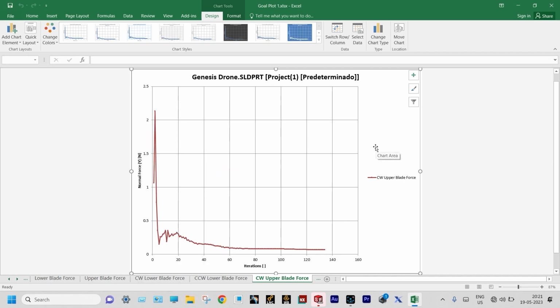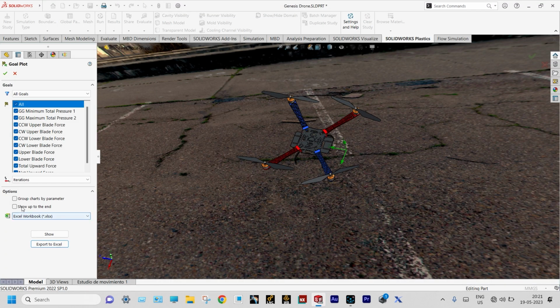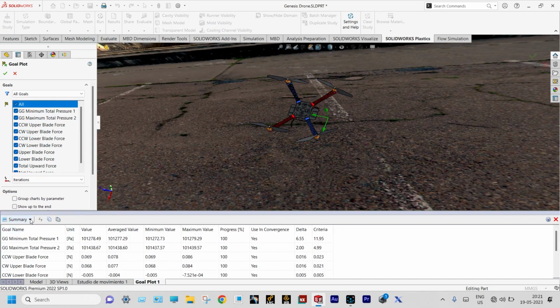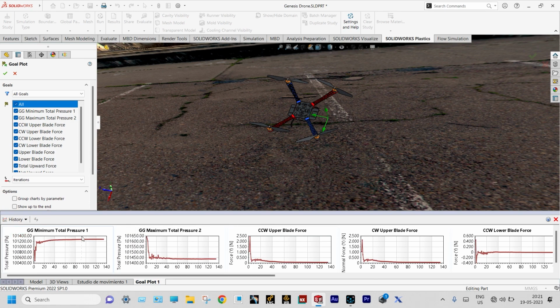You can check all these things later on also, right? Let us close this one. You can see all the results from here also. Let us show it in the form of Excel also. You can check it, right? Or you can see it from the history as a graph. These are all the goals that we obtained, right?